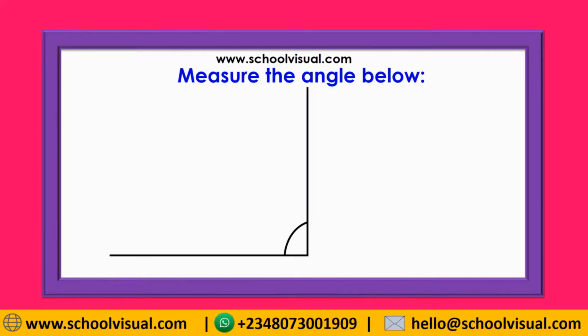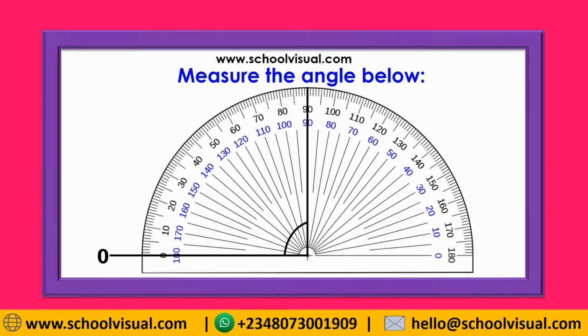So the angle is facing this side. This will be the 0. Then place the center point on the vertex. Good. So I'm starting from this side because 0 is from here. So what did you see? The line passed through 90. So the angle here is 90 degrees.